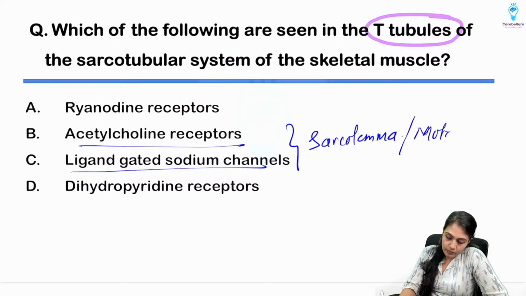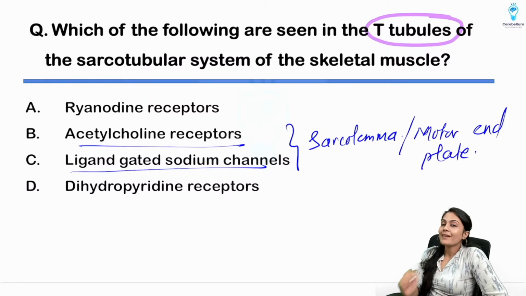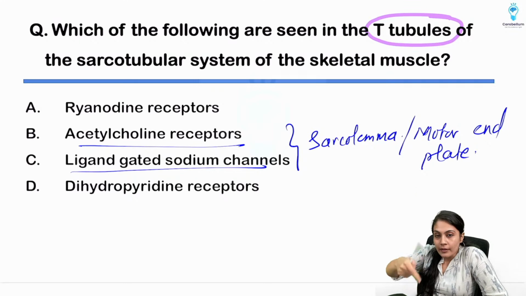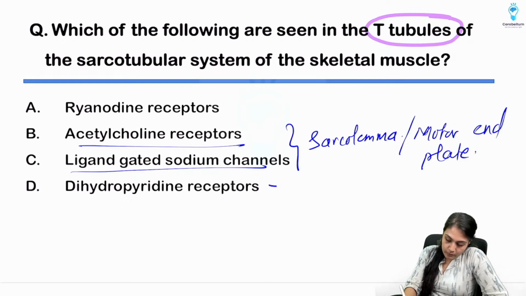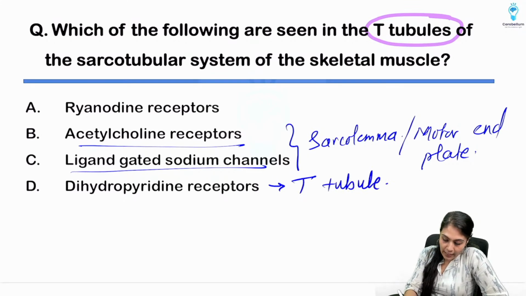That means where are they present? They are present on the membrane of the muscle, right? Not in the T-tubule. T-tubule is a whole different system, right? On the T-tubule, which channels will be there? On the T-tubules, the DHPR were there, right? And the ryanodine receptors, they were there on the sarcoplasmic reticulum.